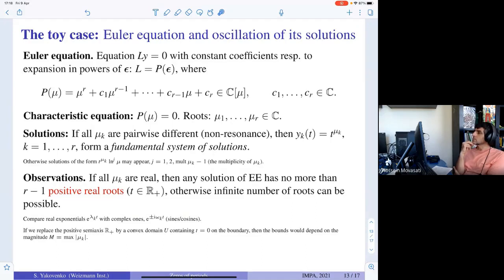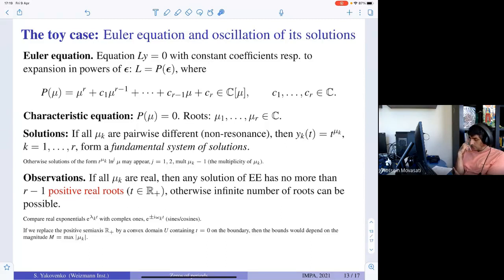Well, here is the toy case, which is basically the same equation with constant coefficients, but with respect to the Euler derivation. I won't repeat the situation. I will just say that we have a monic polynomial in one variable, with leading coefficient 1. The differential equation appears when we plug the Euler derivation instead of the variable mu. And the characteristic equation will be just P of mu equal to 0. And it has characteristic roots.